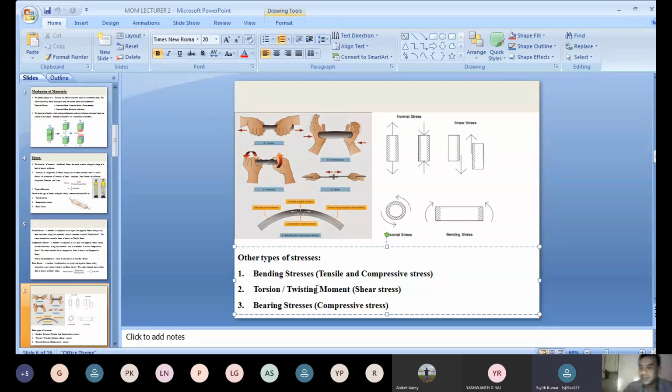Excuse me, sir. Yes. I have two doubts, sir. First one is, what is longitudinal stress? And another thing is, what is the principle behind shear stress? Okay, longitudinal stress. It may be either tensile or compressive stress. Example for longitudinal, sir? Longitudinal stress examples.